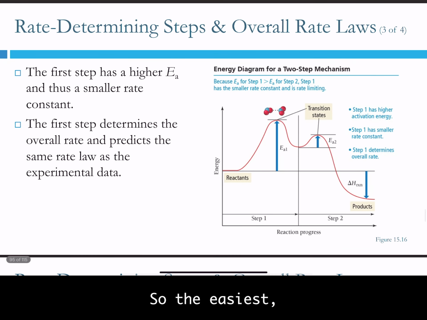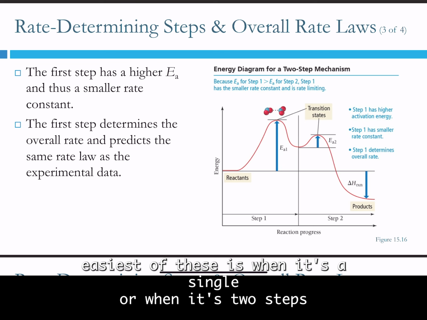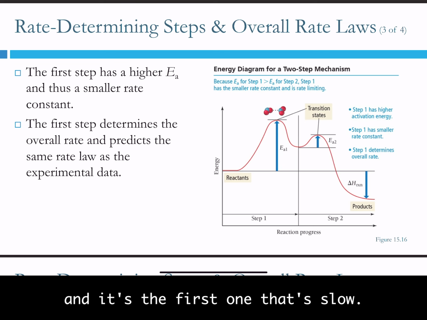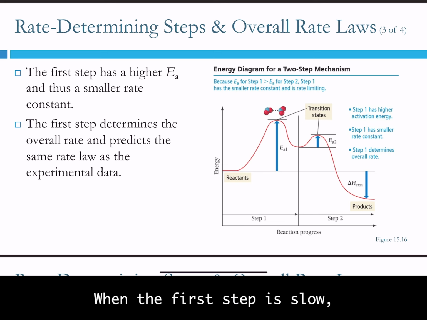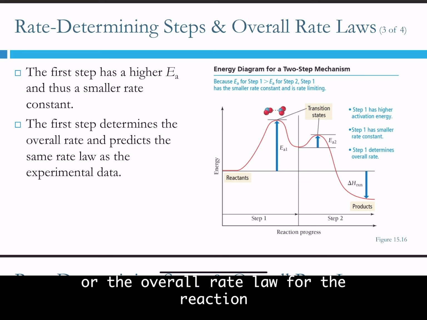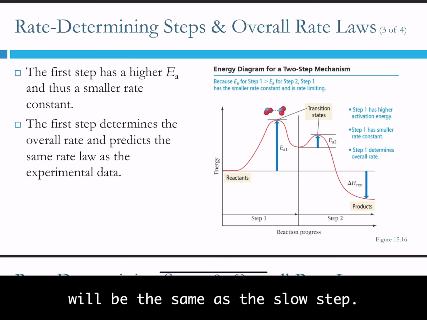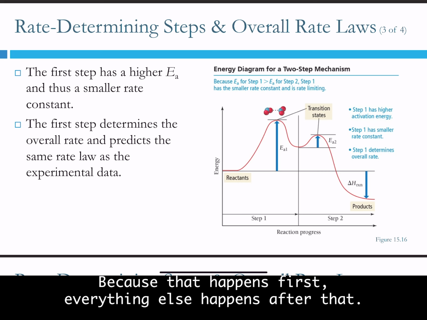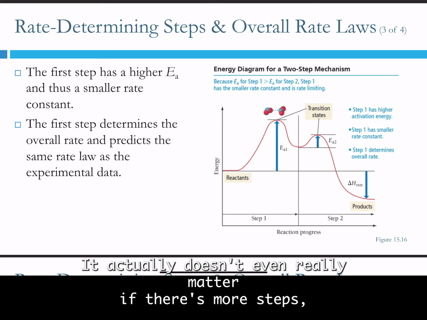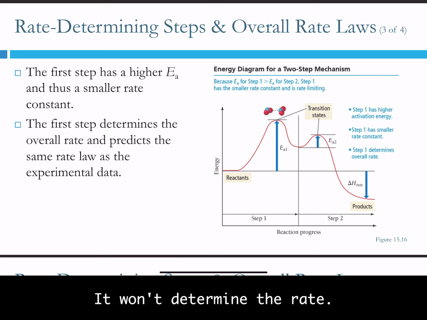So the easiest of these is when it's two steps and it's the first one that's slow. When the first step is slow, then the overall rate law for the reaction will be the same as the slow step. Because that happens first, everything else happens after that. It actually doesn't even really matter if there's more steps because they all happen fast anyway. It won't determine the rate.